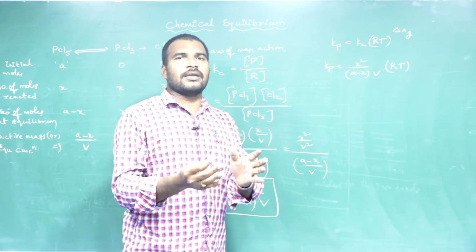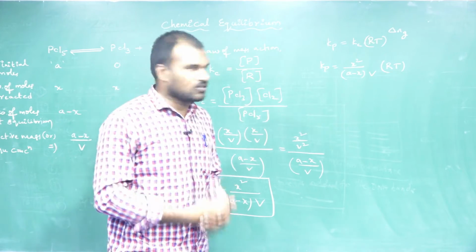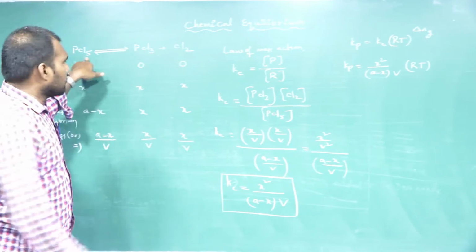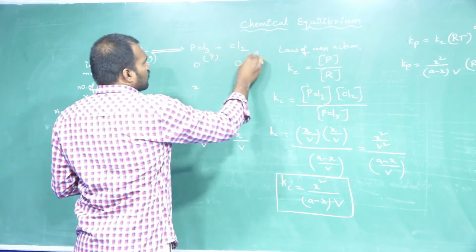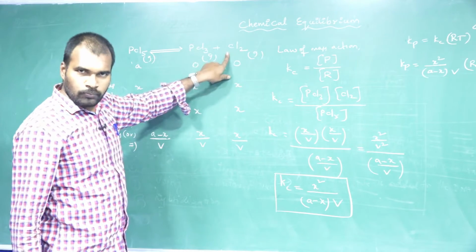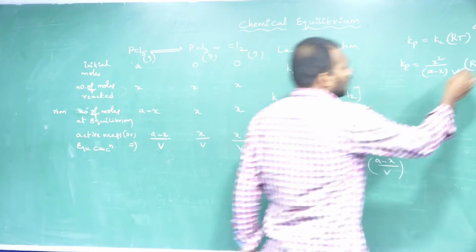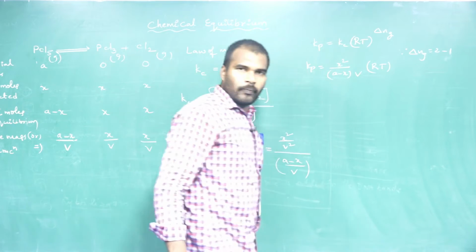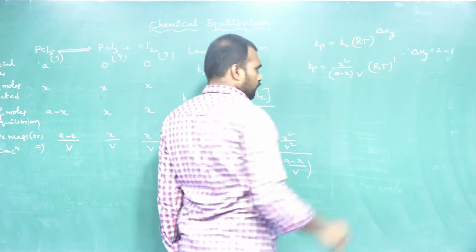It's the difference between the number of moles of gaseous products and the number of moles of gaseous reactants. Here, how many moles of gaseous products and reactants are there? PCl5 is a gas, PCl3 is also a gas, chlorine is also a gas. So gaseous products are 1 plus 1, 2, and gaseous reactants are 1. So delta Ng is 2 minus 1, which is 1.